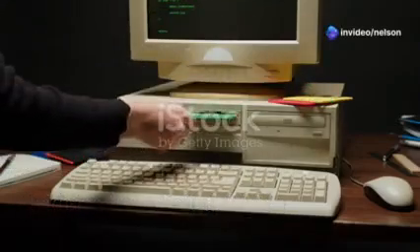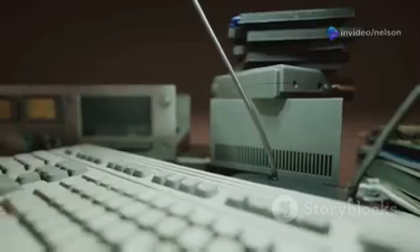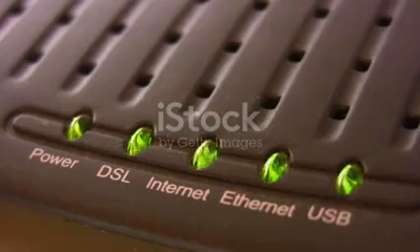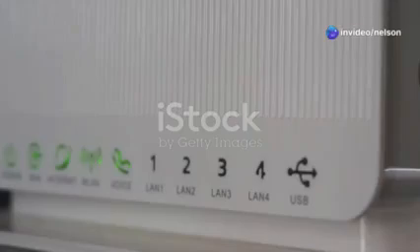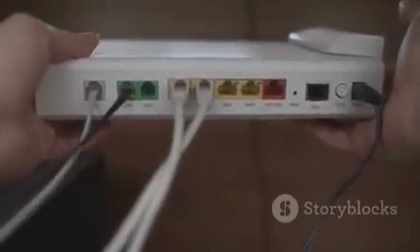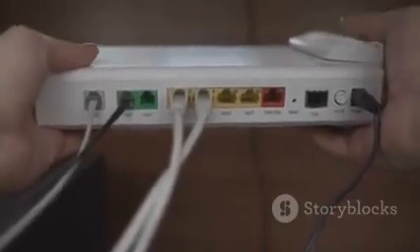The modem, short for modulator-demodulator, emerged as the crucial link between computers and analog communication lines. Modems acted as translators, converting digital signals from computers into analog signals that could travel over telephone lines. On the receiving end, another modem would demodulate the analog signals back into digital data that computers could understand.